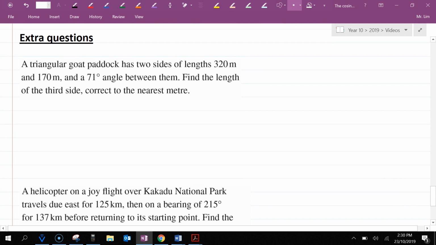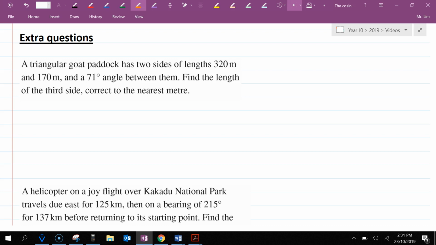Alright, here's another extra question. Have a go with this one. Pause the video, and when you're ready to check your answers, I'll continue playing the video. Okay, so this question says a triangular goat paddock has two sides of lengths 320 meters and 170 meters, and a 71 degree angle between them. Find the length of the third side correct to the nearest meter.